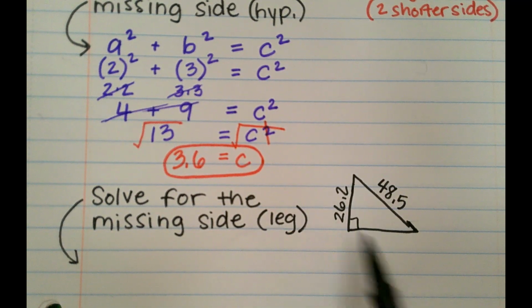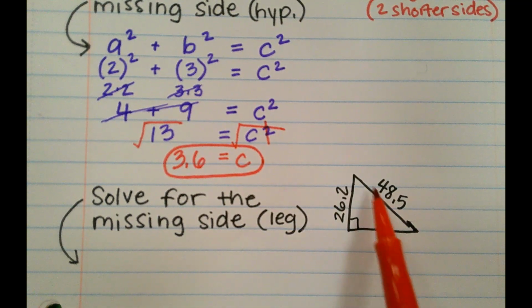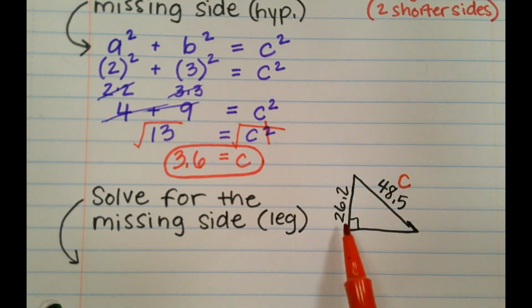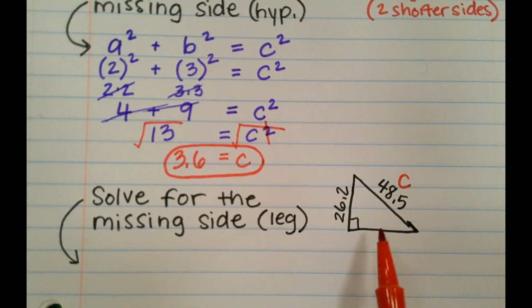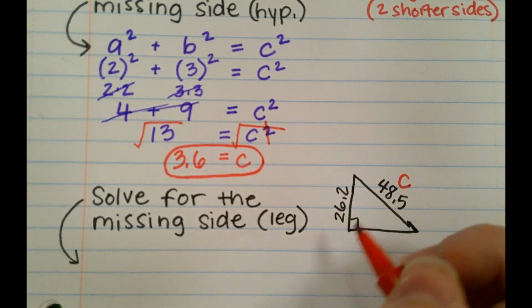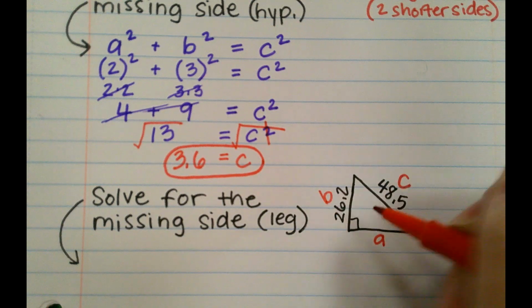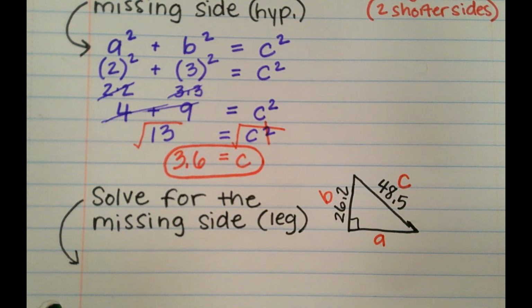Now remember, the legs can be A or B. But what has to be C? The hypotenuse. So if I am plugging these numbers into A squared plus B squared equals C squared, I know that 48.5 is the hypotenuse, and so it has to be C. What I might recommend is that your missing side, if it's not C, make that A, because I like to have my variable at the beginning. You could make it B, it'll get the same answer. And I'll make 26.2 my B. So A, B, and C.